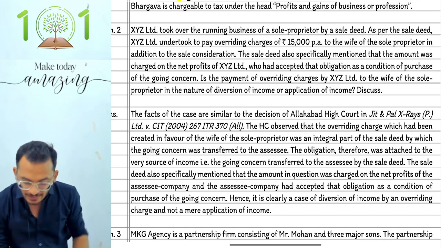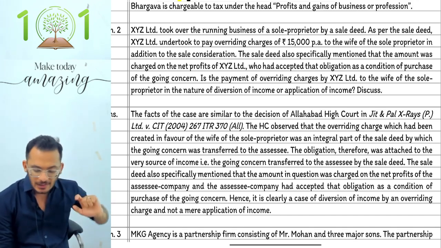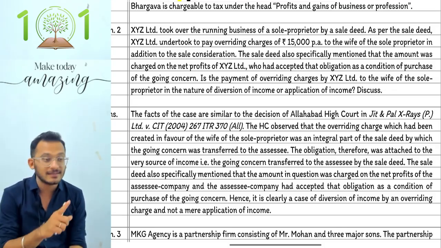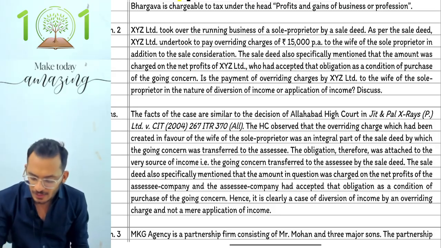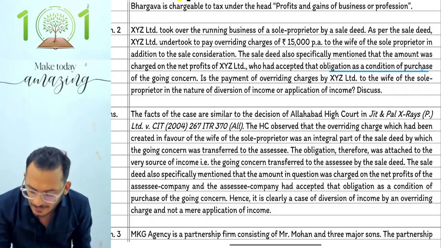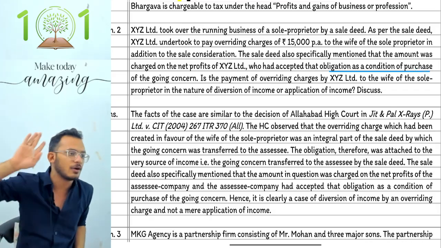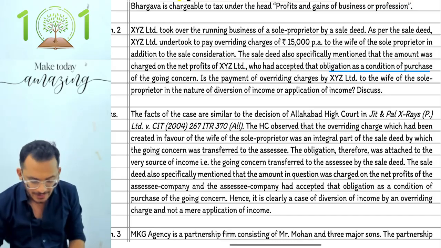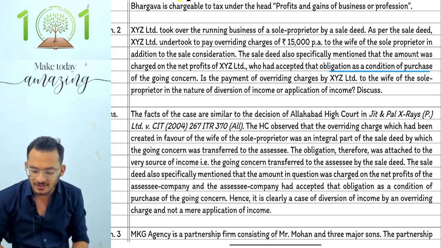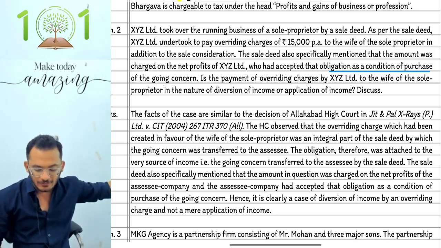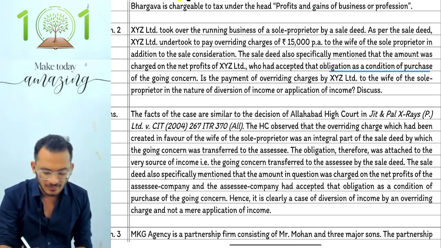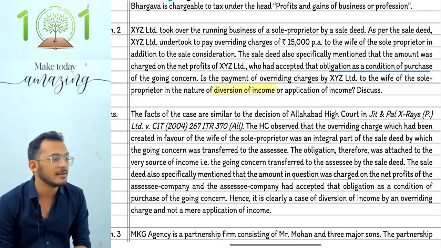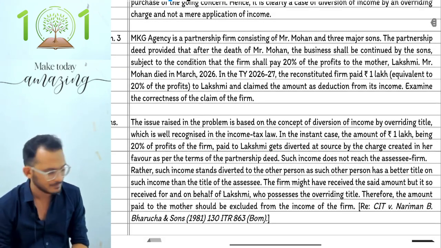At this stage, the sale deed also specifically mentioned that the amount was charged on the net profit of XYZ, who had accepted that as an obligation, as a condition for purchase. Meaning, only if he does this, he will be given the contract. Control is completely with the sole proprietor. Is the payment of overriding charges to the wife of the sole proprietor in the nature of diversion or application? Diversion. That's the answer. Simple, straightforward. Easy enough.